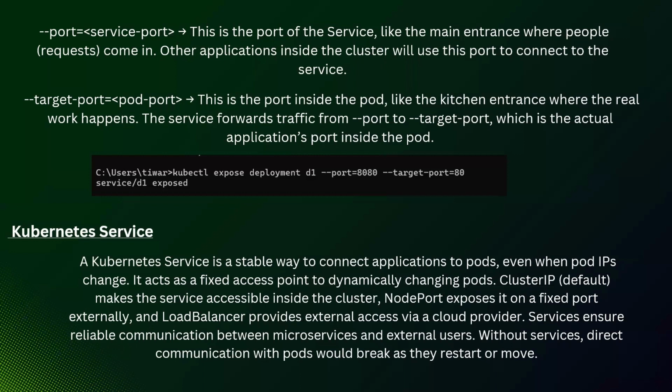Whenever the load is high on some pods and some pods are available, it will pick a random pod which is available right now, and connect your curl, like client URL, with that. So the service ensures reliable communication between microservices and external users. Without services, direct communication with pods would break as the pods restart or move.